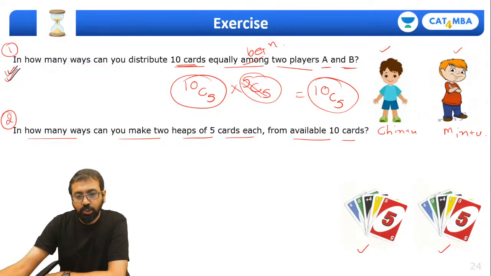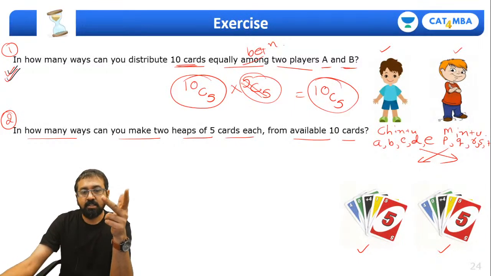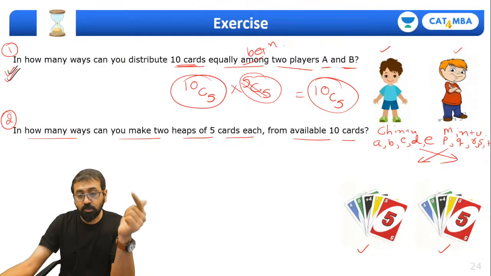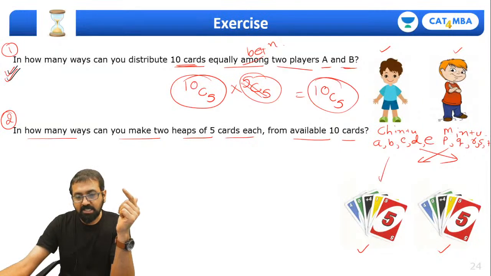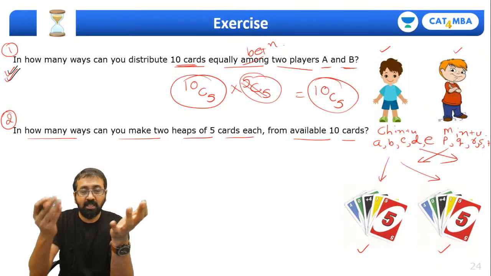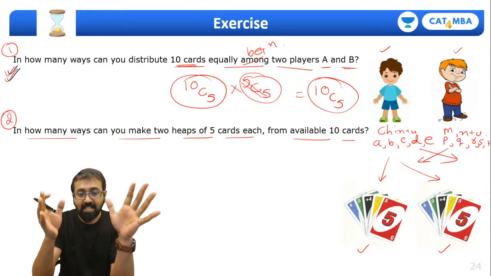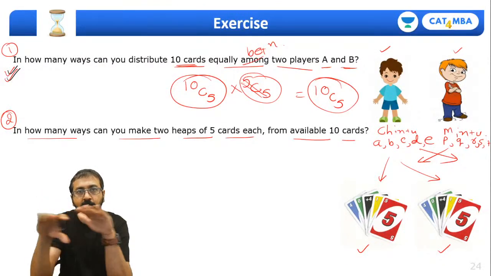Now guys, Chintu getting cards A, B, C, D, E and Mintu getting cards P, Q, R, S, T, and vice versa. Can I say these are two different ways? But in terms of heaps, whether you put ABCDE over here or over here, it's one and the same, because heaps can't be differentiated, and that's why the number of ways will become half.